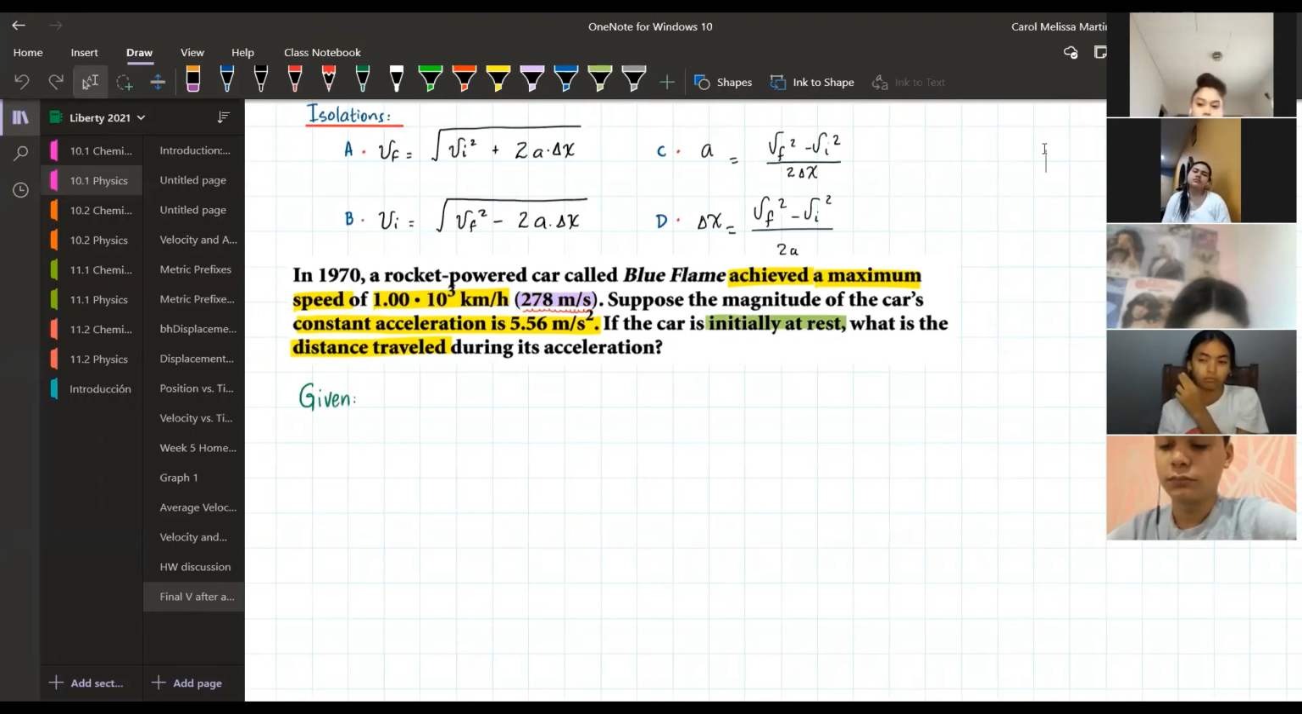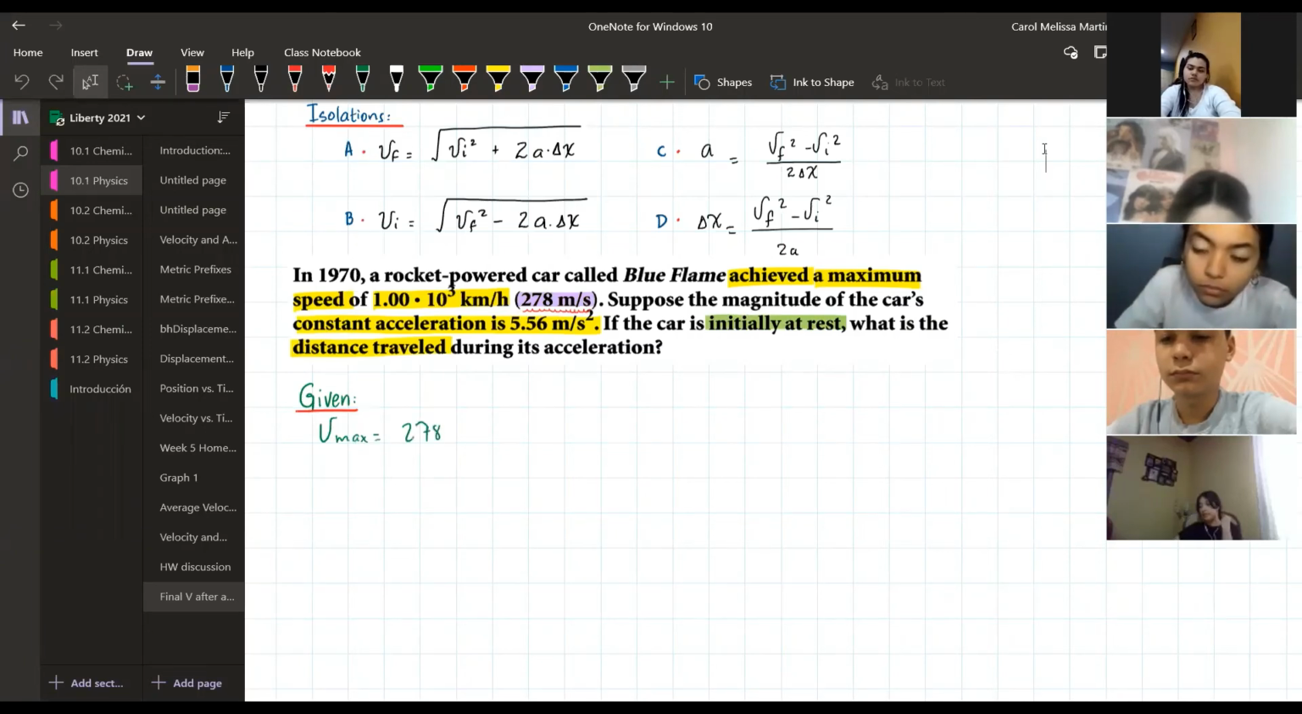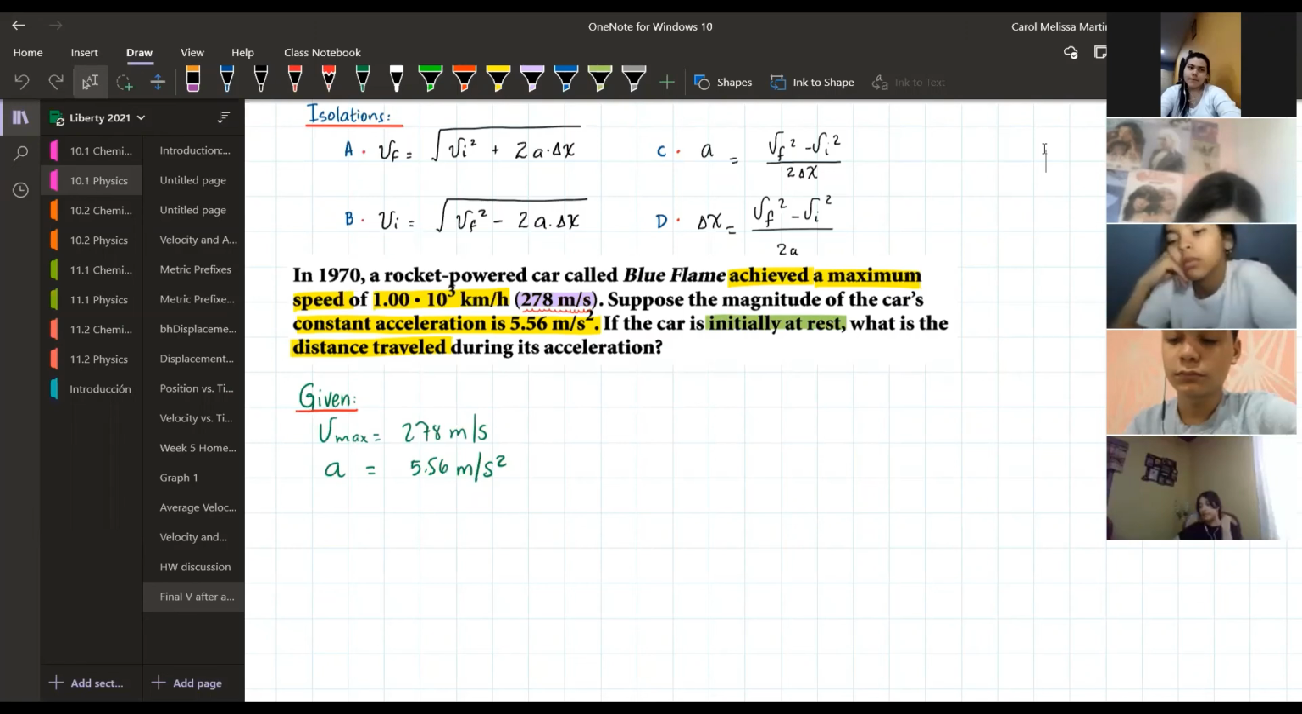Tell me, what equation are we going to be using? A, B, C, or D? D. Okay. So the problem says a maximum speed. I'm just going to call this V max, and then I'm going to define if it's final or initial. V max equals 278 meters over second. It says, suppose the car's constant acceleration is 5.56 meters over second squared. The car is initially at rest.